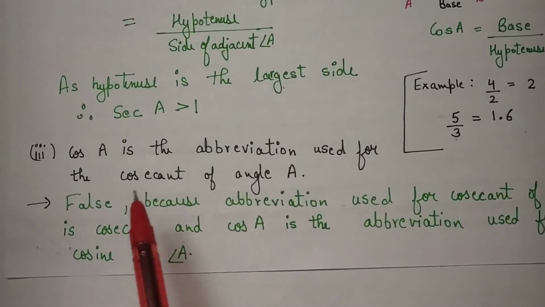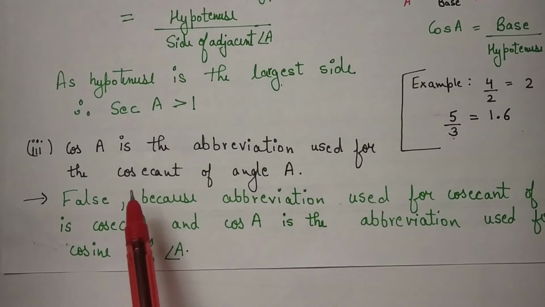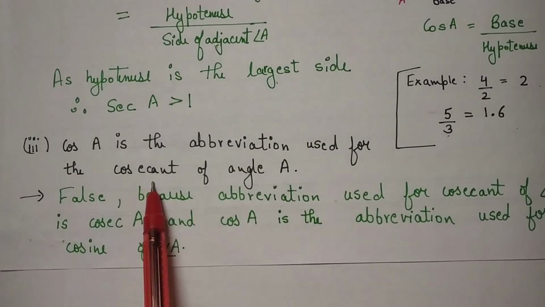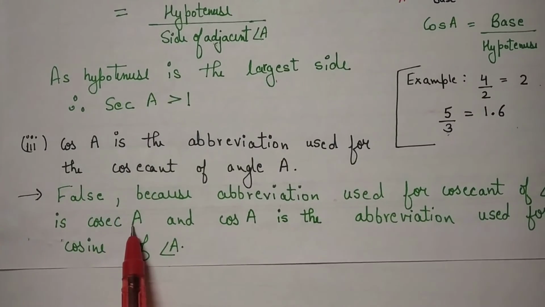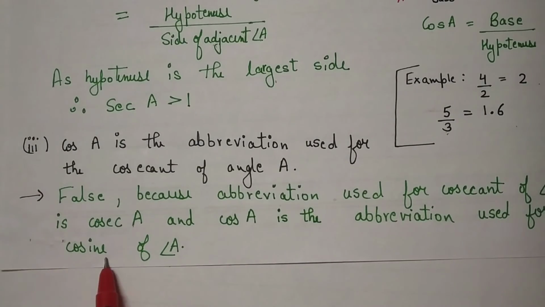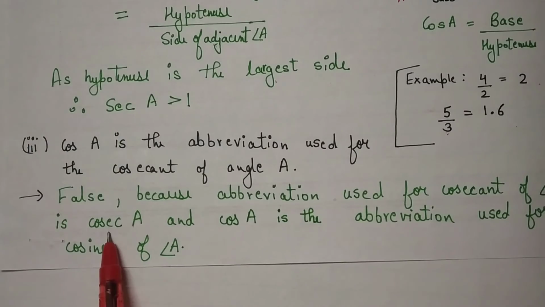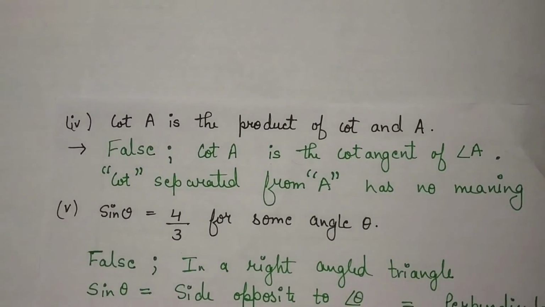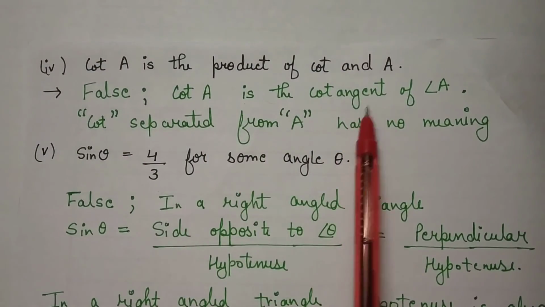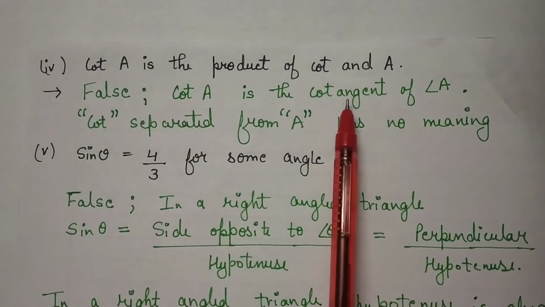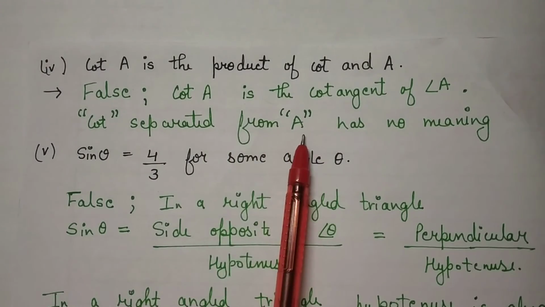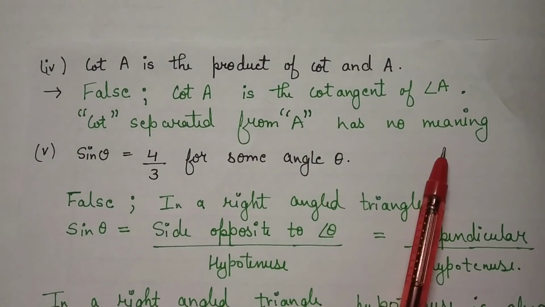Third part, cos A is the abbreviation used for the cosecant of angle A. False, because the abbreviation used for cosecant of angle A is cosec A, which is the reciprocal of sin A, and cos A is the abbreviation used for cosine A, not cosecant A. Now, next part, cot A is the product of cot and A. False. Cot A is the cotangent of angle A. It is the short form of the cotangent trigonometric ratio. There is no meaning of cot and A separately. Cot separated from A has no meaning.